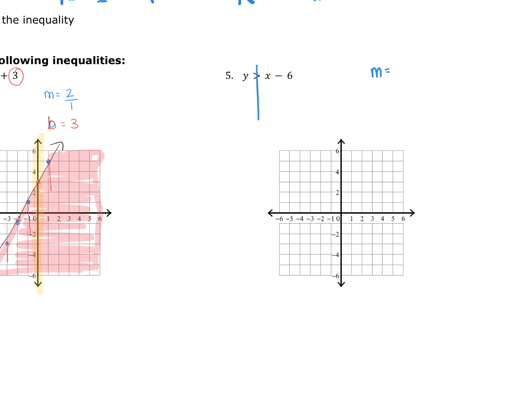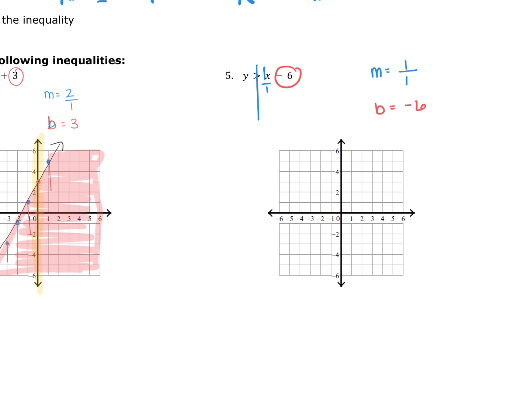And remember, your m is always your slope, and it always comes with your x. So when I'm looking, there's no number with my x, but if there's no number there, it's really a 1. So my top of my slope is going to be 1, but remember, if there's no number under there, I put it over 1. So this one tells me I'm going to go up 1 and then to the right 1. My b is always the number that does not have the x, and that's going to be a -6.